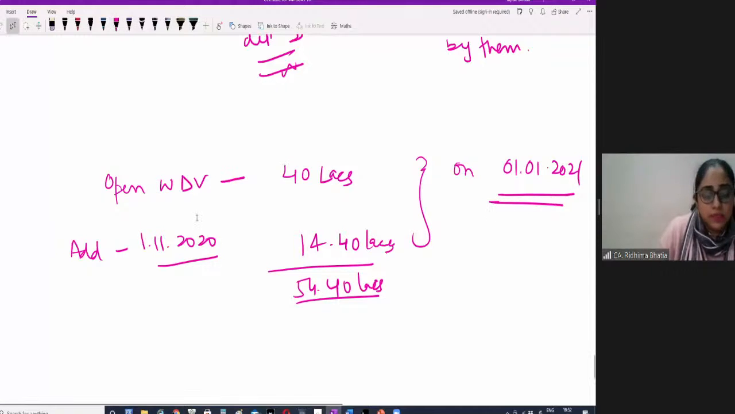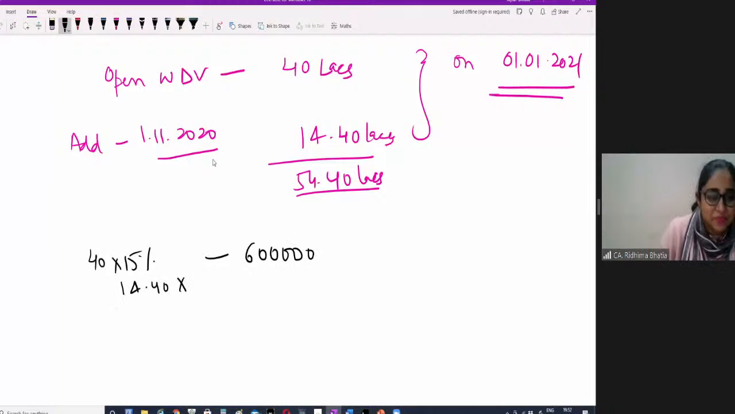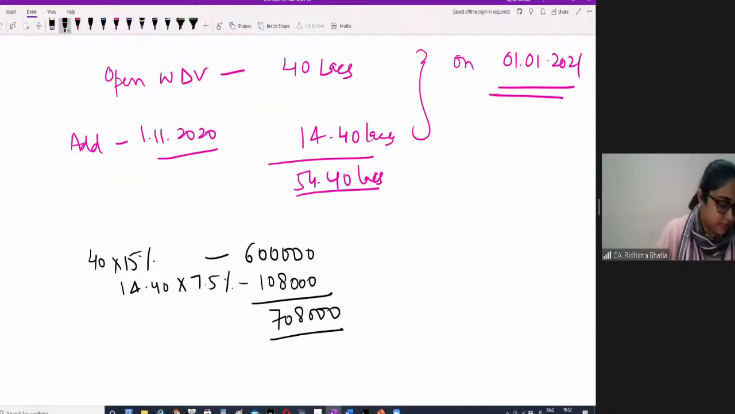First of all, I will calculate the depreciation as if nothing has happened. So on 40 lakhs I will calculate 15%, which will be 6 lakhs. And on 14.4 lakhs I will calculate 7.5%, which would be 1,08,000. Now 7,08,000 is my depreciation, correct?